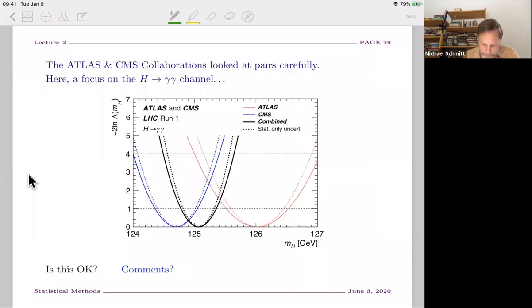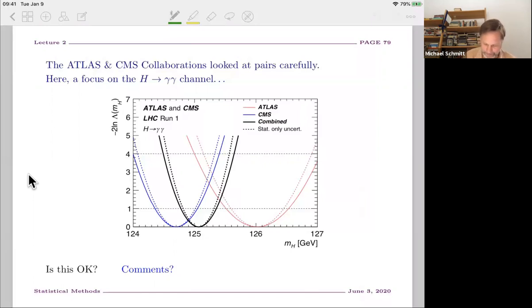So for example, of course, Atlas and CMS looked at this very carefully. Here is the data for the gamma-gamma channel. The black curve is the combined result. The red curve is Atlas. The blue curve is CMS. By the way, you can see right here from the narrowness of the parabola that for this specific measurement at this specific time, CMS had a better measurement than Atlas. Not always true, of course.